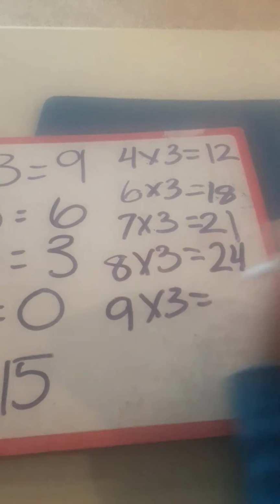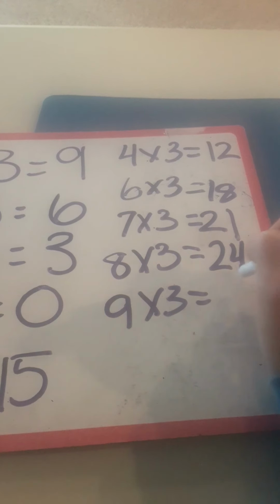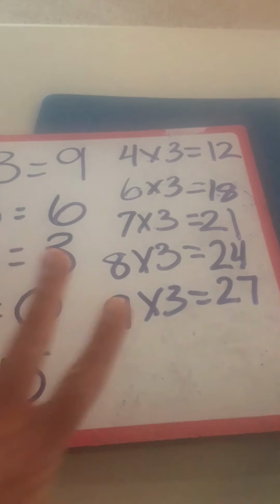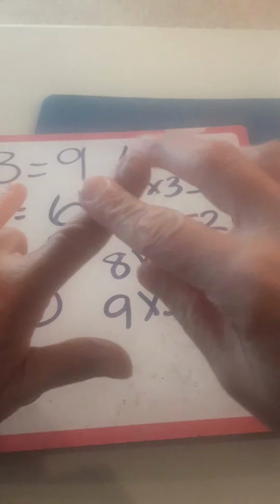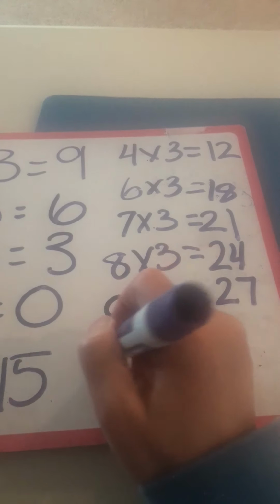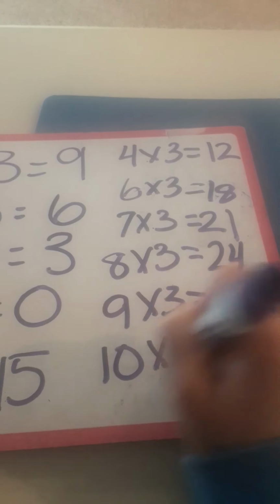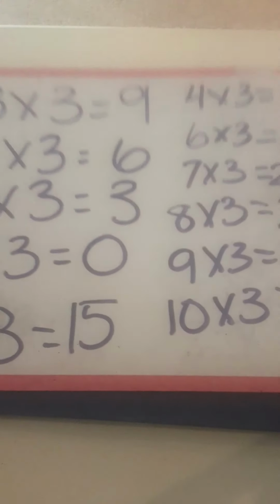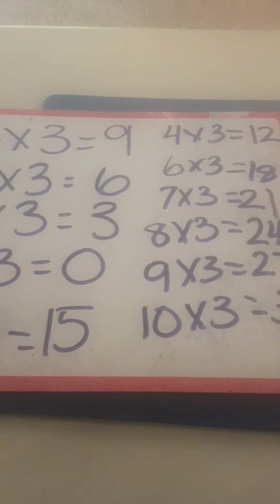9 times 3 is going to be 27. Do you remember how I told you how to do the nines trick when we were in class? So I'm going to put down my third finger. So I separate it here. I have 2, and 1, 2, 3, 4, 5, 6, 7, so 27. And then, of course, we know 10 times 3 equals 30. So we have our times 3.